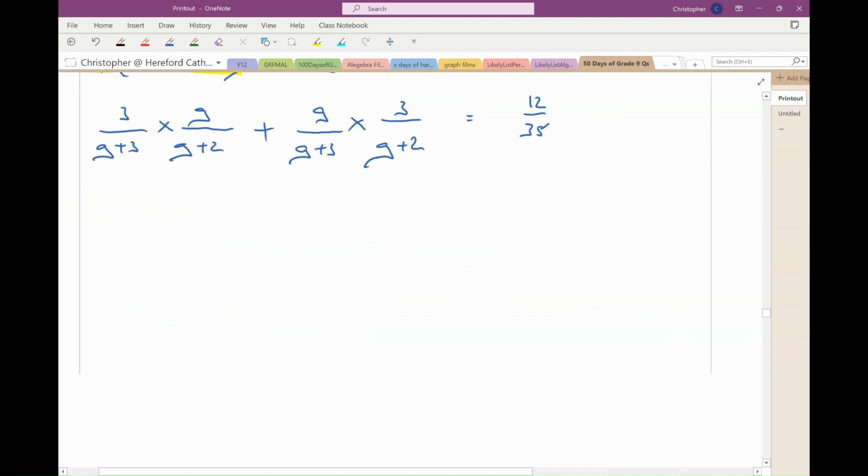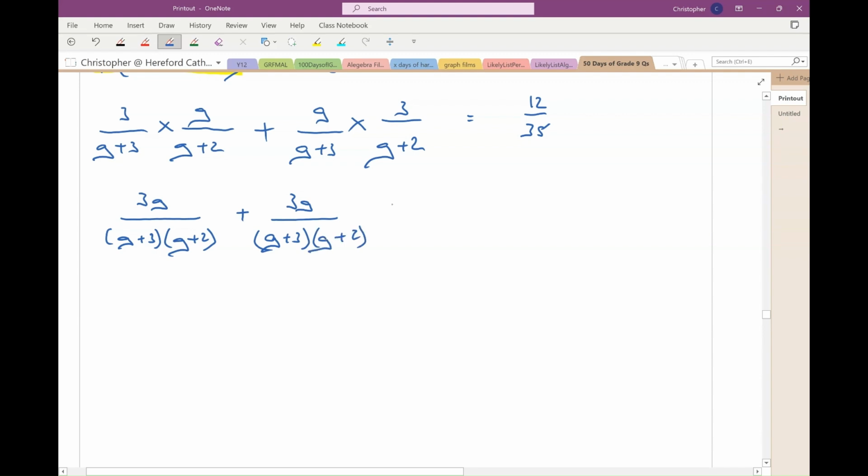Now, can we simplify the left here? Well, let's have a look. You get top times top, 3 times G, over bottom times bottom, G plus 3 times G plus 2, plus top times top, 3G over G plus 3 times G plus 2. Look at that, they've got the same denominator. And that equals 12/35. So looking at the left-hand side again, altogether I've got 6G over G plus 3 times by G plus 2. And that equals 12/35.